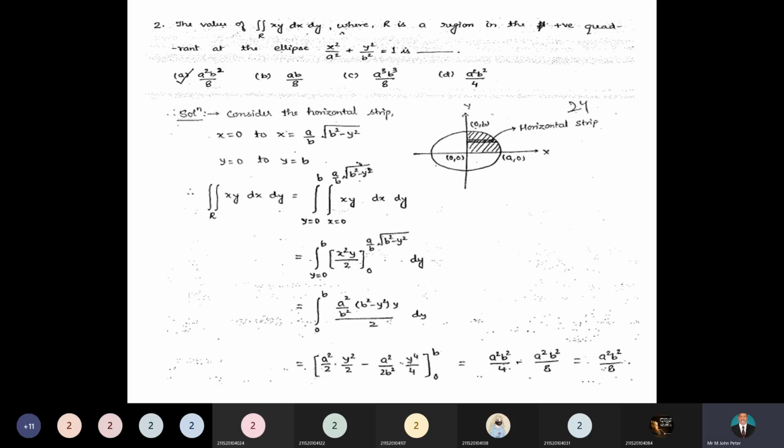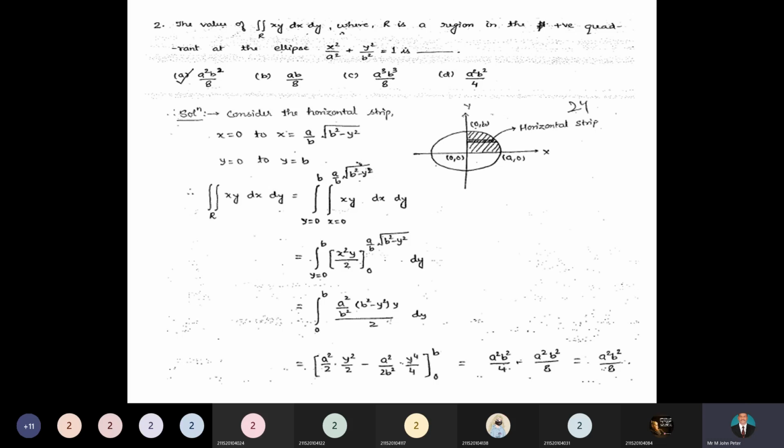Now substitute these values in the integration and apply the integration. That is the integral from 0 to b, the constant limit, always the outside limit. The inside limit is x equal to 0 to a by b root of b square minus y square, of xy dx dy. We have to integrate with respect to x. Here y is a constant because the function is xy. So keep y as it is and integrate x, that is x square by 2, applying the limit 0 to a by b root of b square minus y square. You will get a square by b square into b square minus y square, whole divided by 2, into dy.